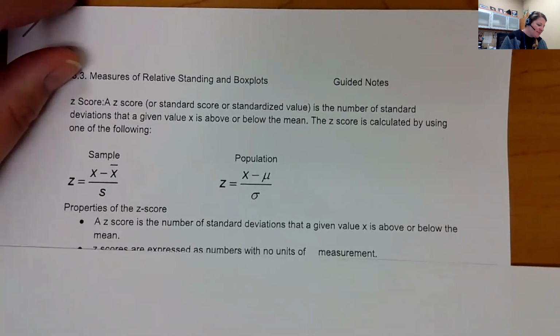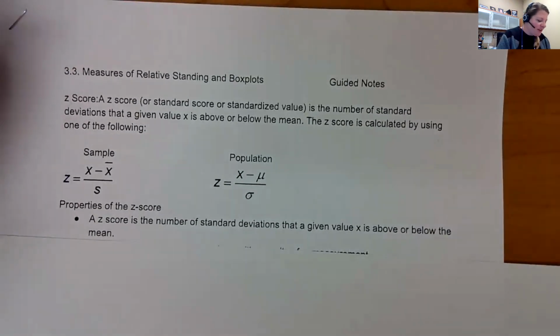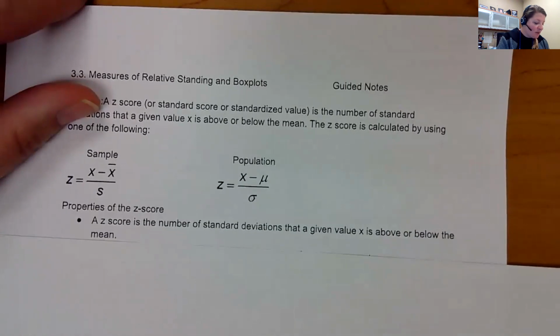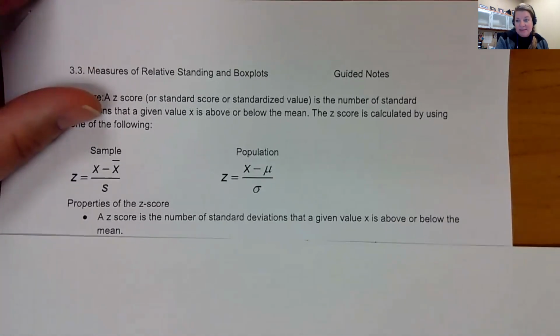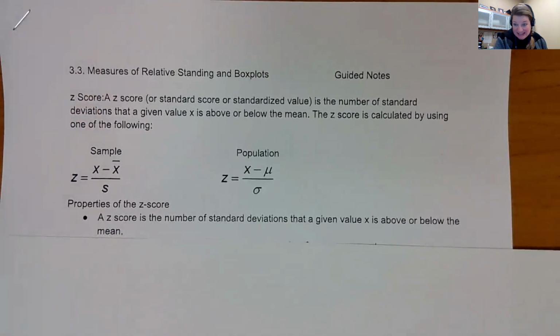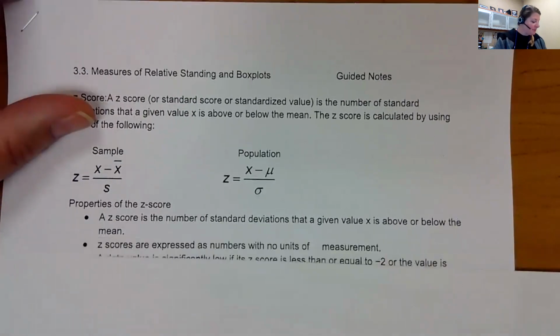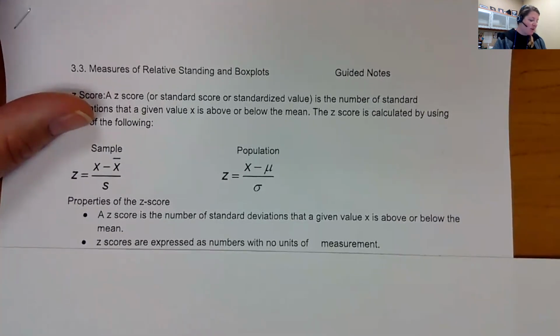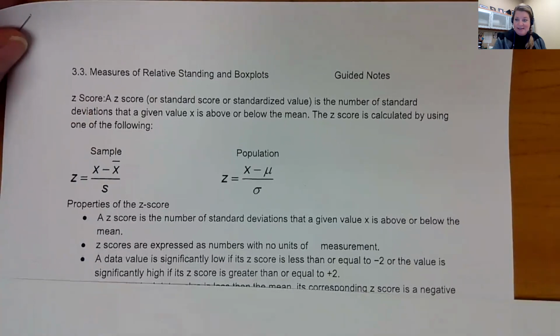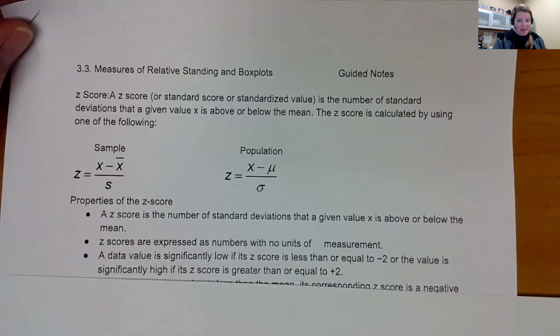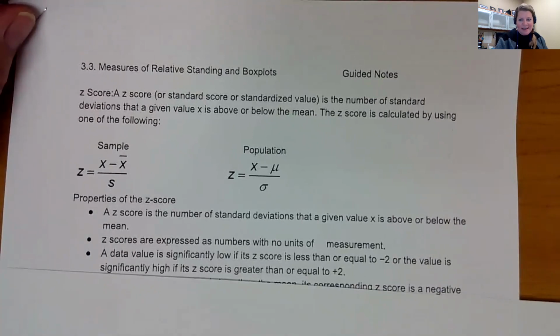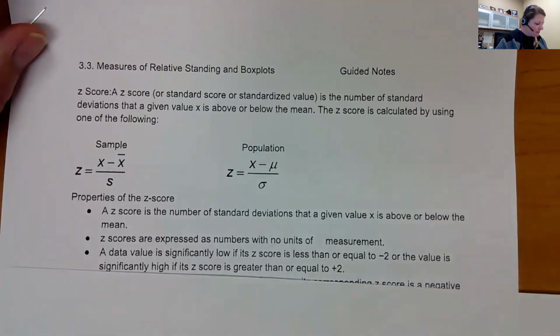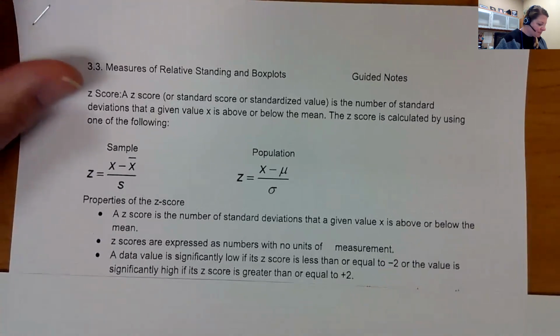So the properties: a z-score is the number of standard deviations that a given value x is above or below the mean. It's telling you something about a specific data value. Where are you on the IQ exam? Or where are you compared to everyone else on anything? Z-scores are expressed as numbers with no units of measure. There's no unit. It's how many standard deviations you are from the mean. It's not going to be length in centimeters or anything.